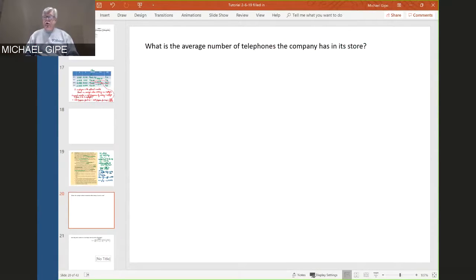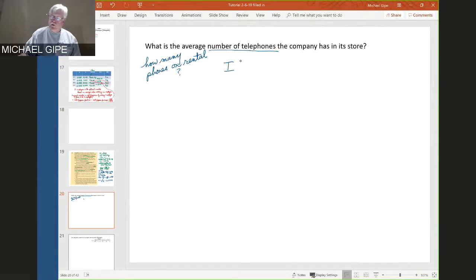So what's the average number of telephones the company has in its store? Well, now this is interesting. Average number of telephones. So we're going to be talking about an inventory here. The way I'm going to approach this is I'm going to figure out how many phones on rental. And then I'm going to figure out how many are left behind.